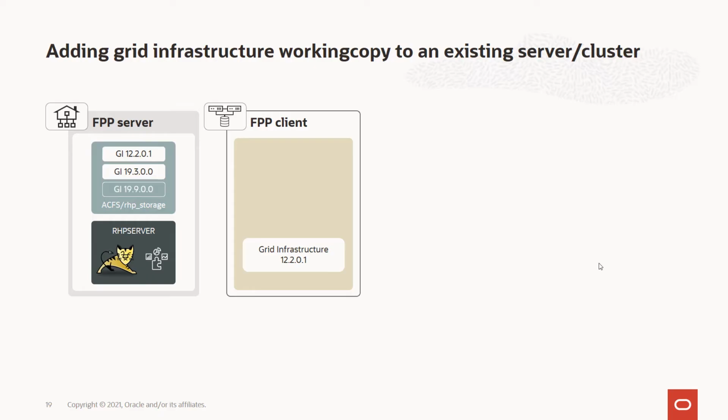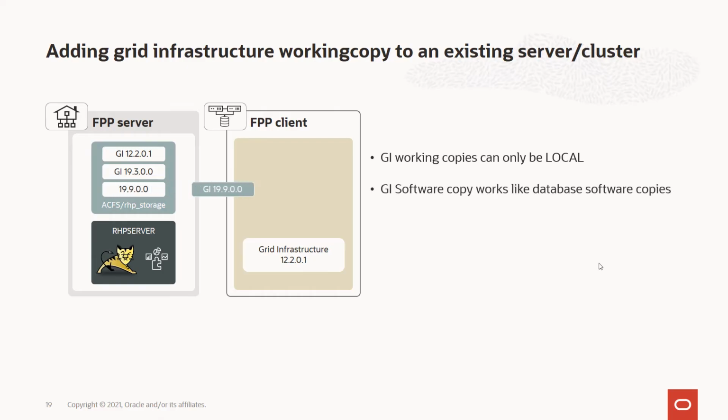We have seen how we can add working copies for the database images, but we can do the same for grid infrastructure images. So the easiest way to do it is always add working copy. In this case, the copies can only be local. We cannot deploy grid infrastructure images on ACFS because it's the grid infrastructure software that runs ACFS, so it doesn't make sense to have it deployed on ACFS. It can be local only and is copied as a software copy.